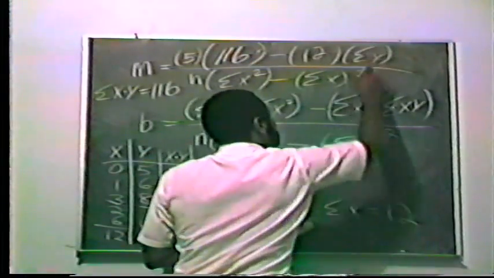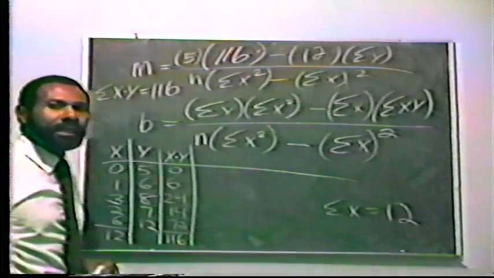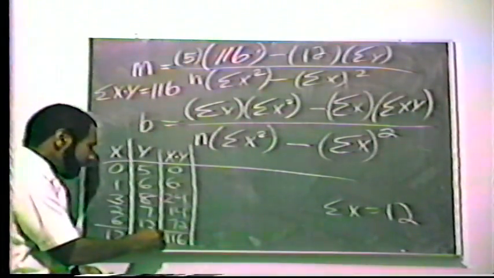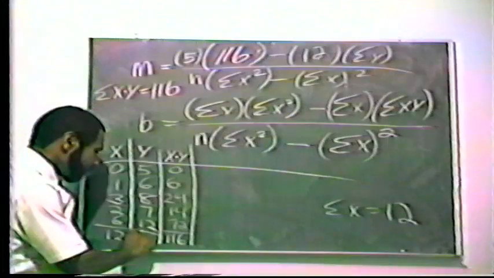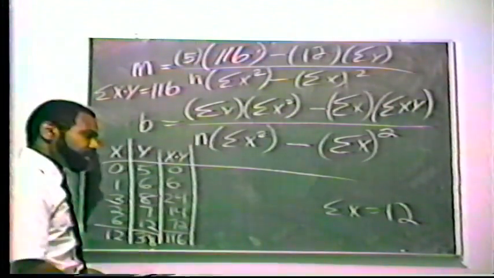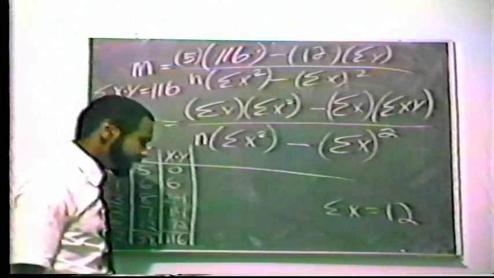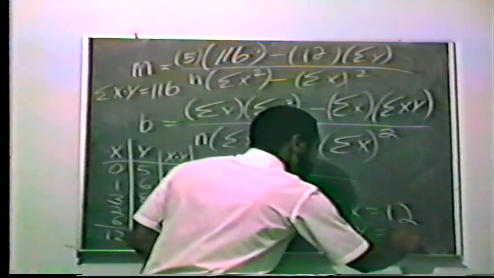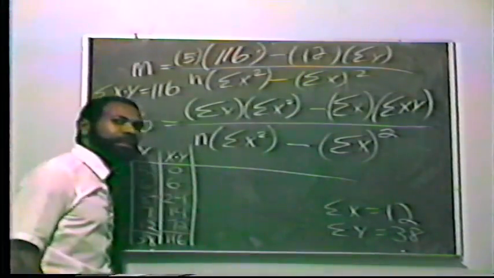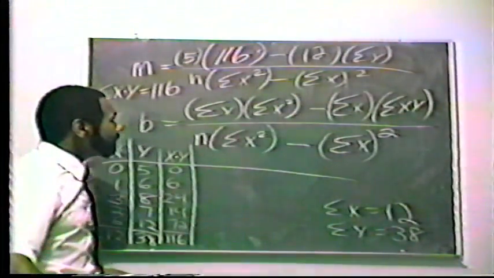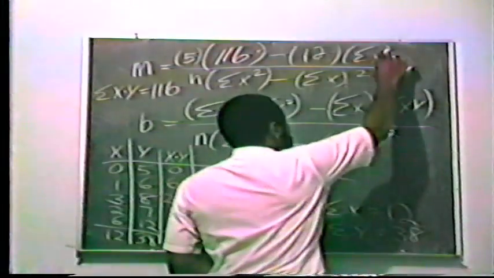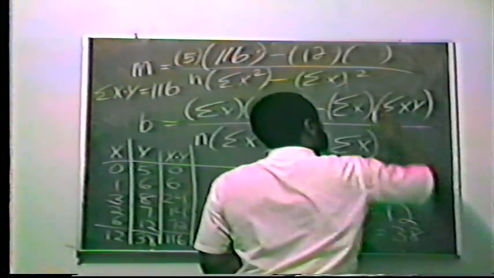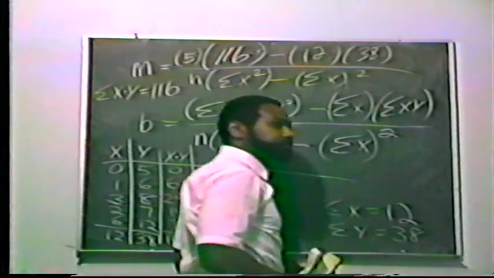Next, we have the summation of y. That means that we have to add the y's together. So we go to the y column, we add the y's together, we get 38. So that tells us that the summation of y equals 38. So now, in the formula, we can erase the summation of y, and we can replace it with 38.